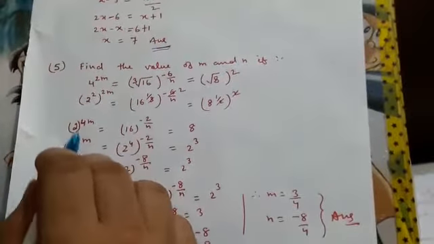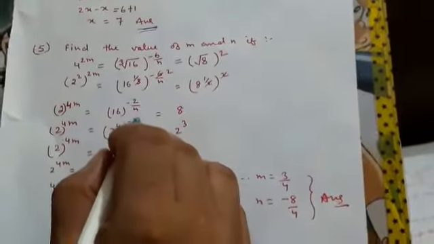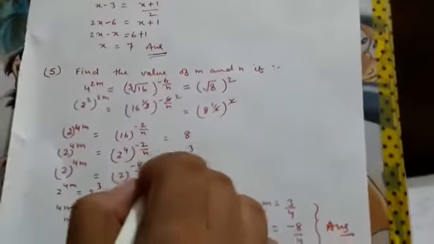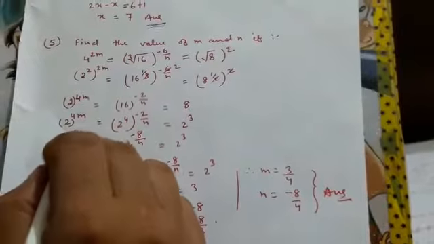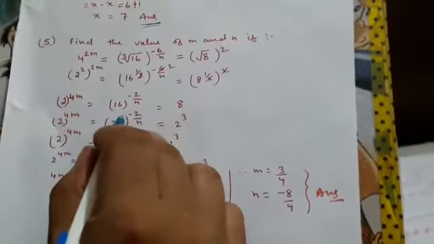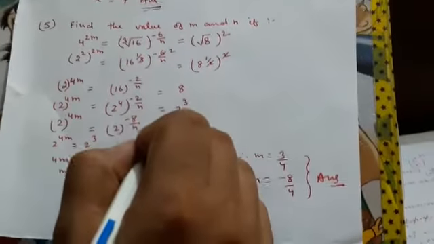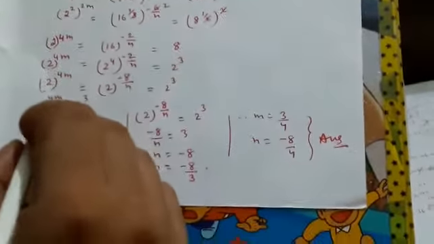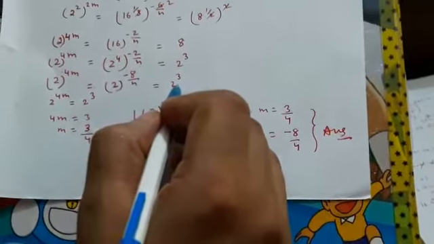Now 2 power 4m equals, in place of 16 we'll write 2 power 4, in brackets, minus 2 by n equals, in place of 8 we'll write 2 power 3. So 2 power 4m is equal to, here we will multiply both these powers, 2 power minus 8 by n is equal to 2 power 3. So let us equate them. 2 power 4m is equal to 2 power 3.